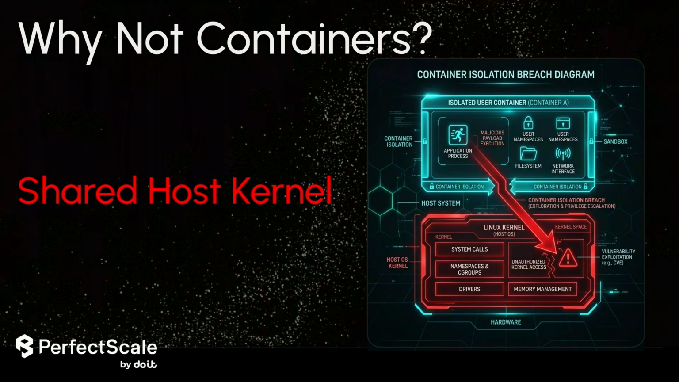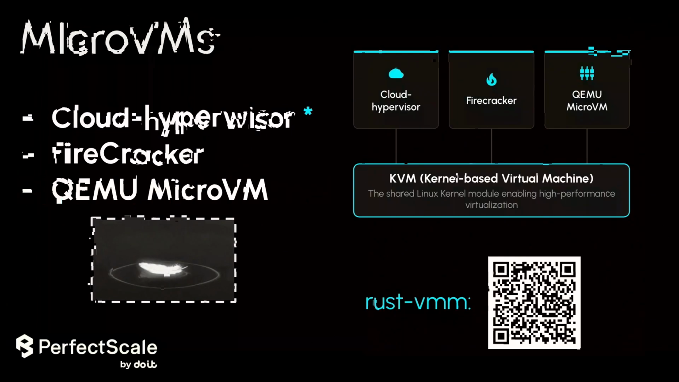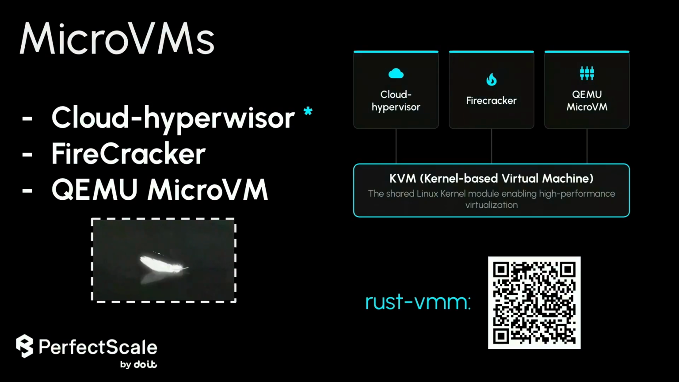So what do we do instead? How do we isolate our agents? Maybe we should go back to good old VMs. But how do we use VMs without the overhead of the VM? The answer seems to be micro VMs. Anybody here using micro VMs? No, okay.